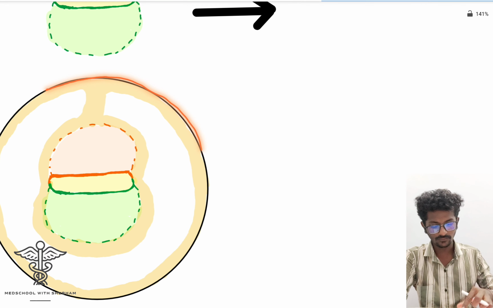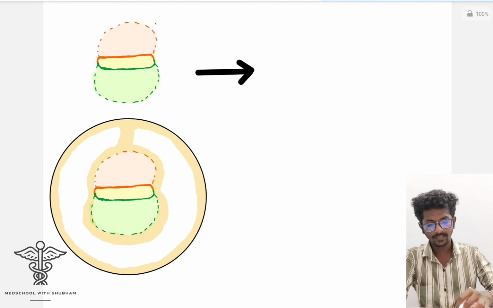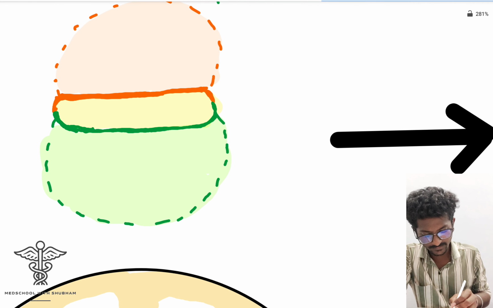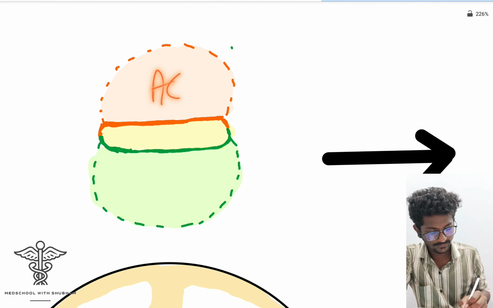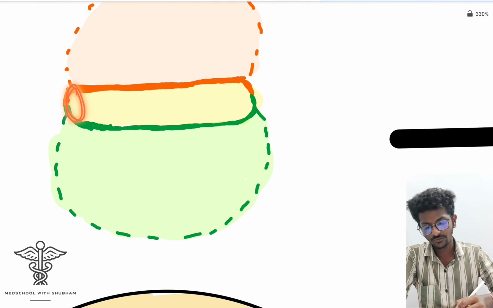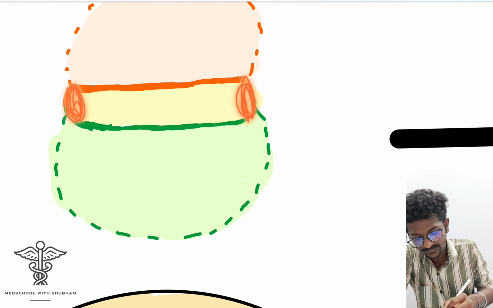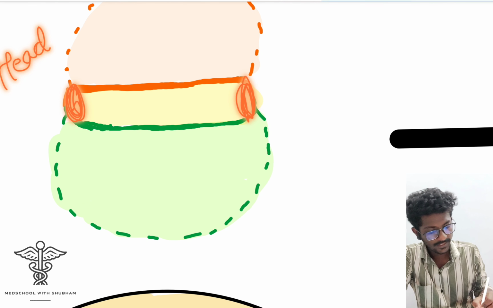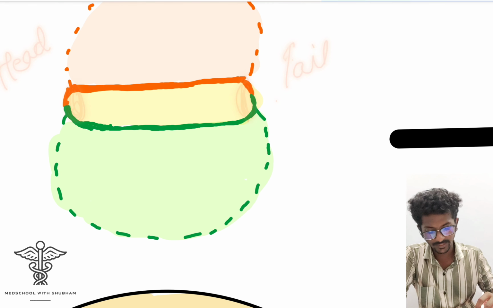And this black colored one is the cytotrophoblast. Now I have just taken this part over here, and now I'll be showing this. So this is the embryonic disc, and this is the amniotic cavity, and this is the secondary yolk sac. Now assume that this is going to be the cranial end, meaning the head end, and this is going to be the caudal end, meaning the tail end.